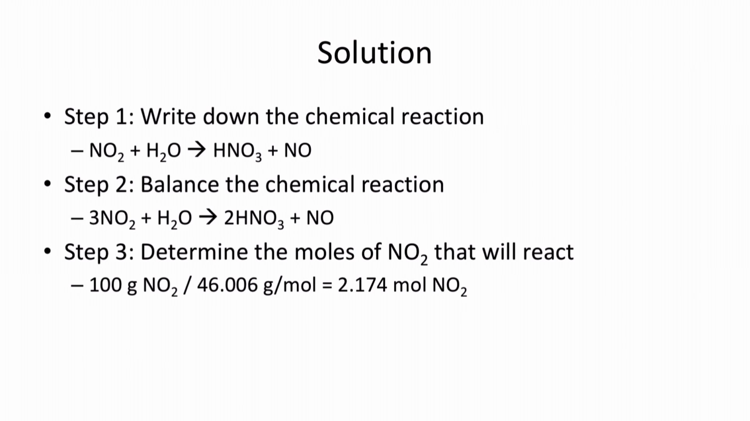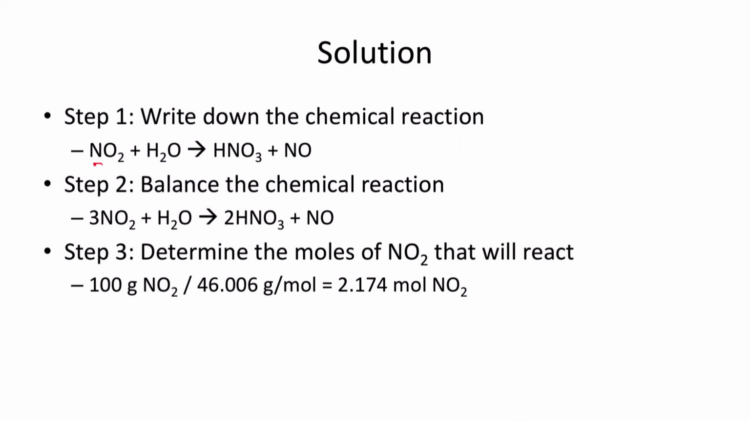Okay, and so we know that we're starting with NO2, nitrogen dioxide, and water, H2O, to make nitric acid, HNO3, and nitrogen monoxide, NO. Okay, so I have two reactants and two products. Now I balance this. I can start anywhere I want.